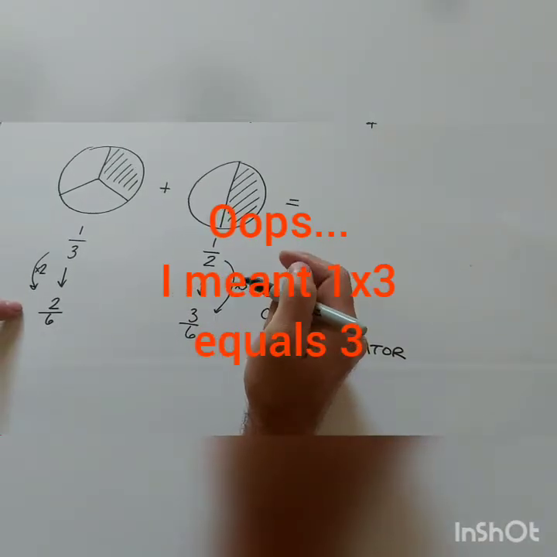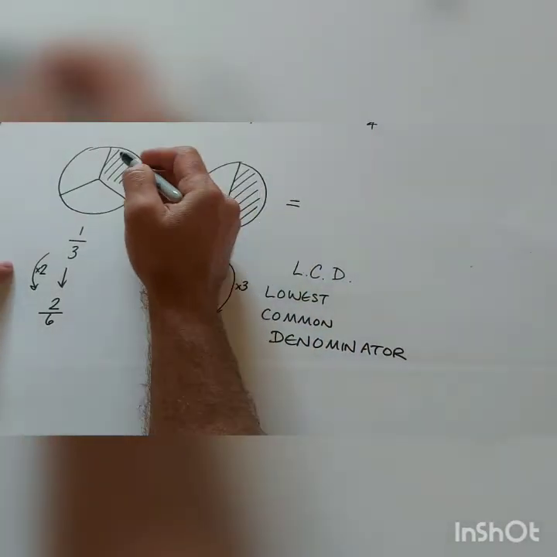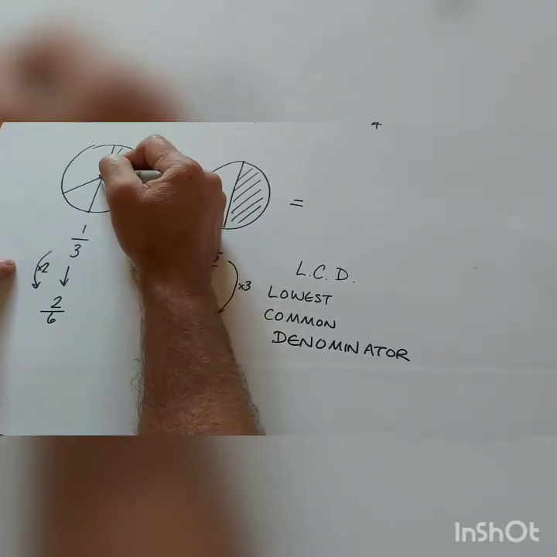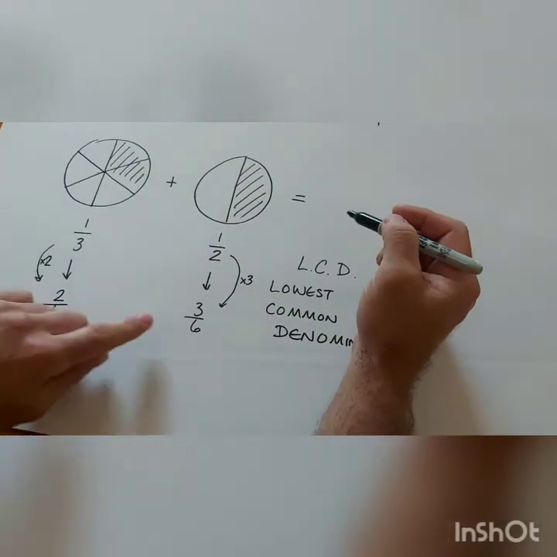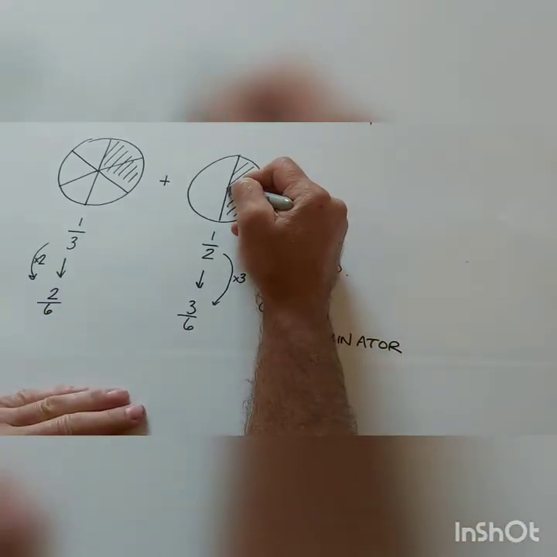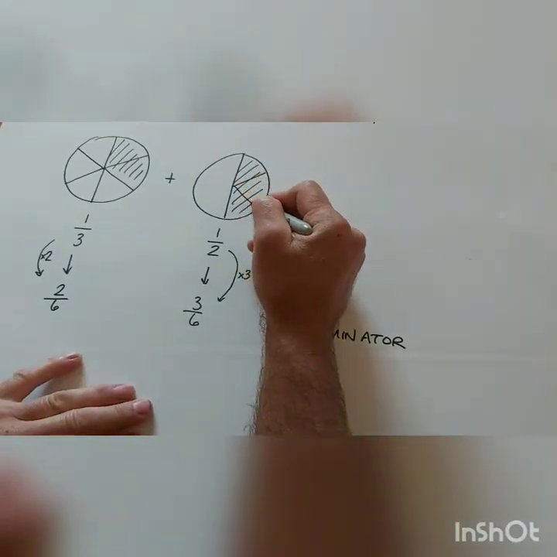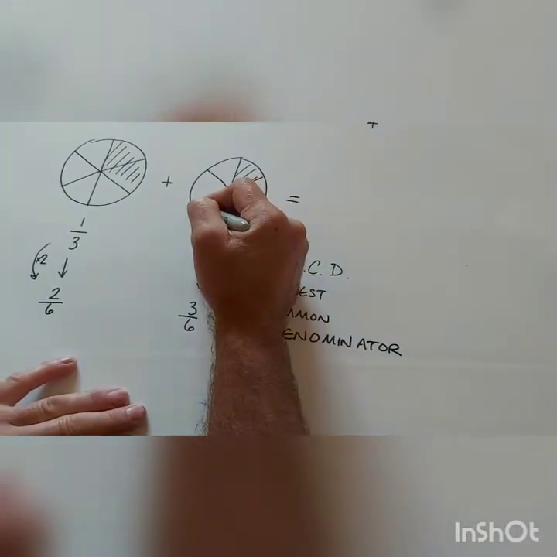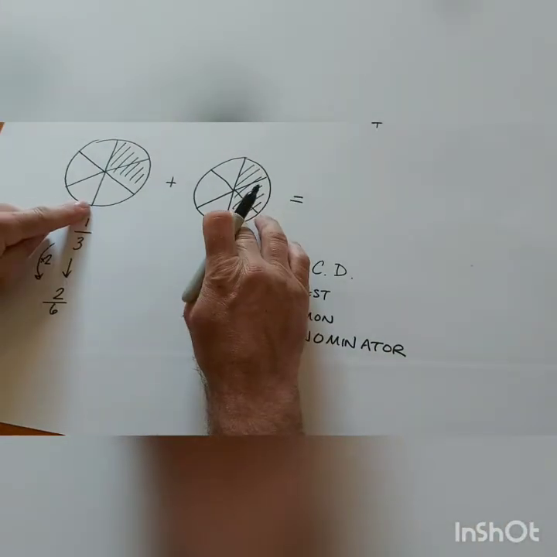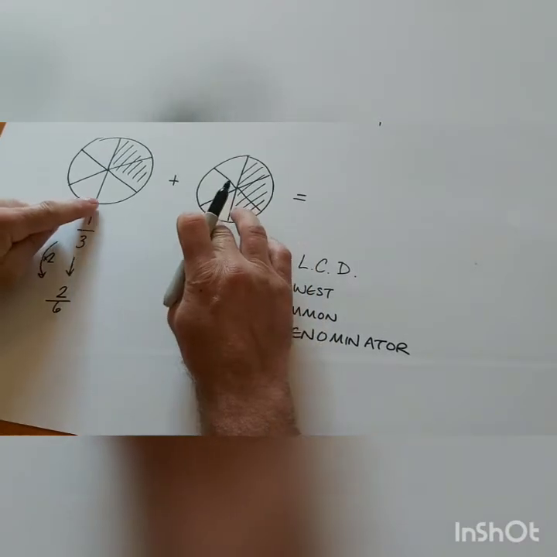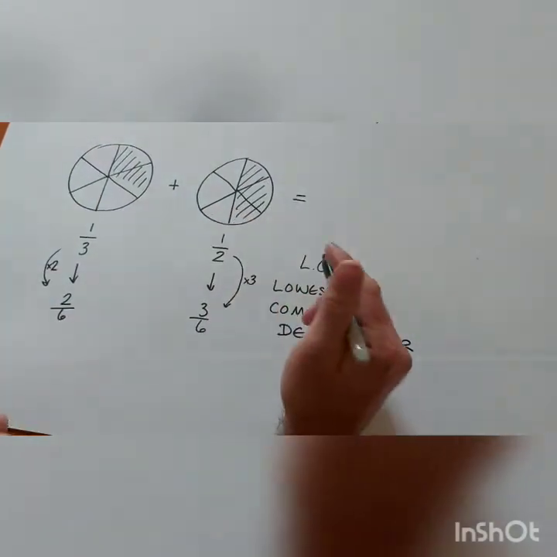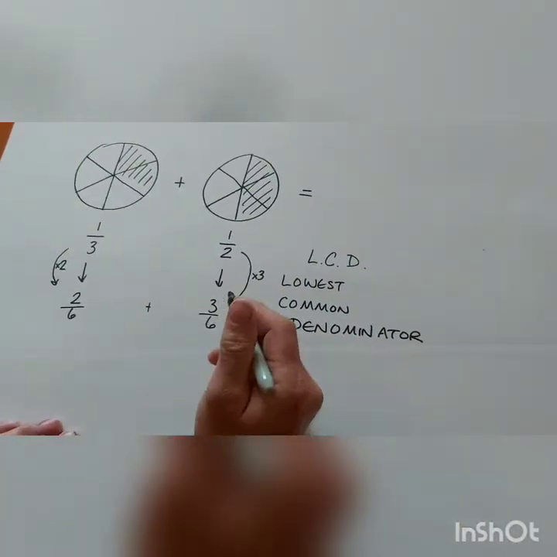Now graphically, I can show this to you by drawing these lines here. This is what we've just done to this circle. And in this case, I took each part and made it into 3 parts. So now you can see, in fact, each circle has the same number of pieces and each piece is the same size. Now we can add the 2 together.